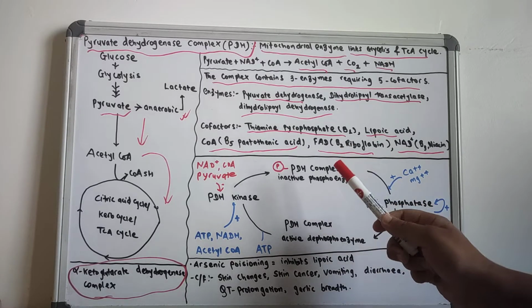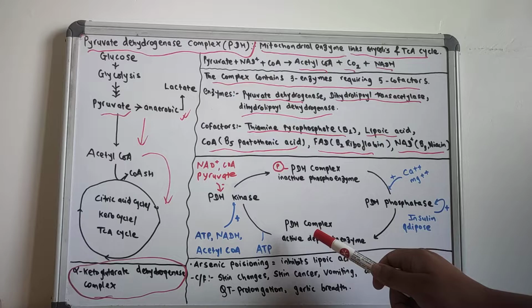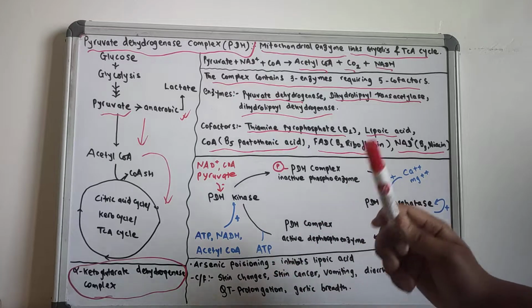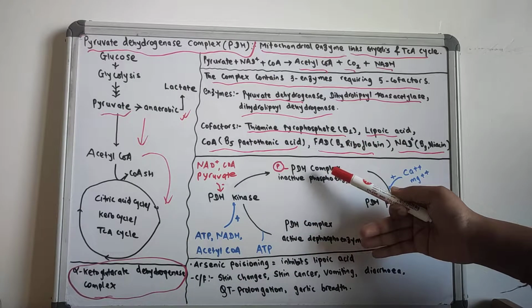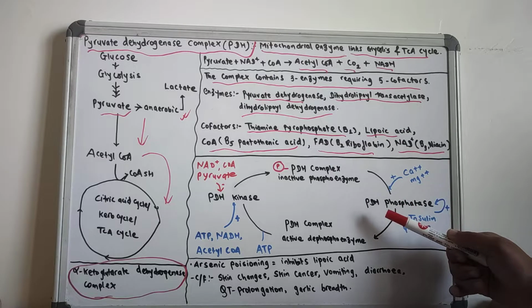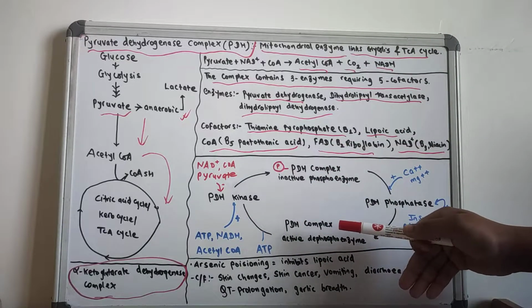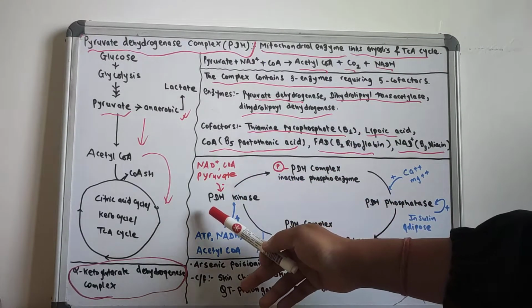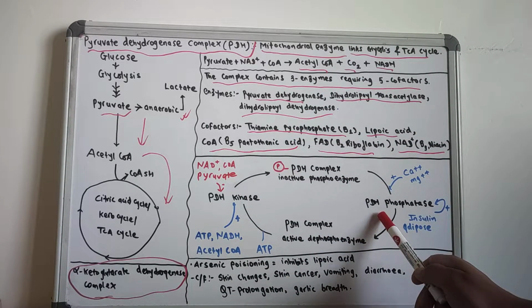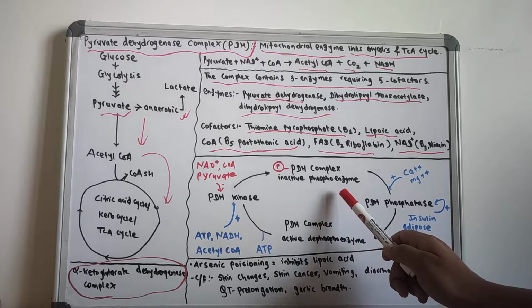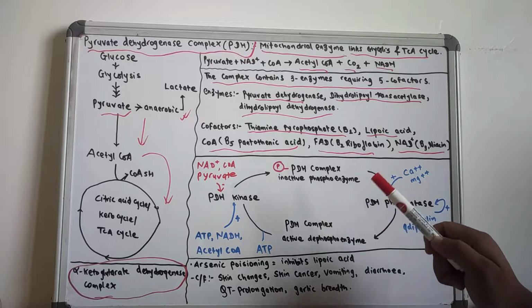That means if the pyruvate dehydrogenase has a phosphate group, then it is inactive. Whereas if the phosphate group is removed, then the pyruvate dehydrogenase complex becomes active. The removal of the phosphate group is brought about by the enzyme pyruvate dehydrogenase phosphatase. But the addition of the phosphate group is brought about by pyruvate dehydrogenase kinase. So upon action of pyruvate dehydrogenase phosphatase on the phosphorylated complex, it becomes dephosphorylated and the pyruvate dehydrogenase becomes active.